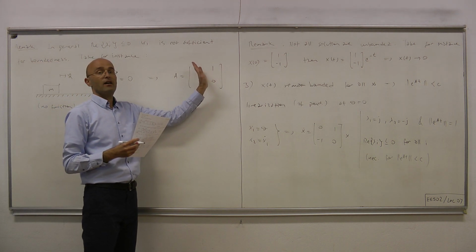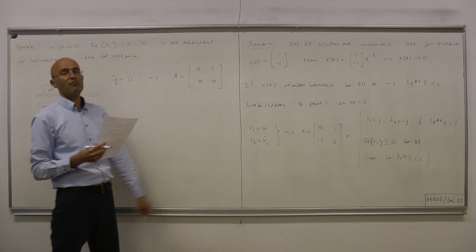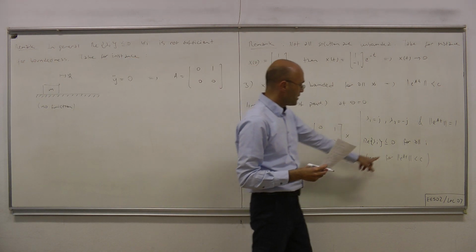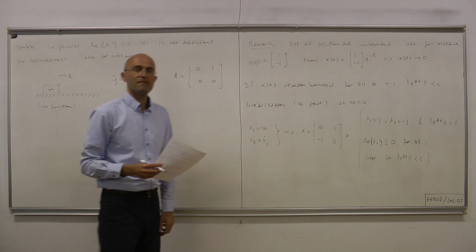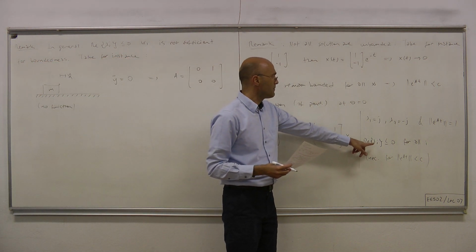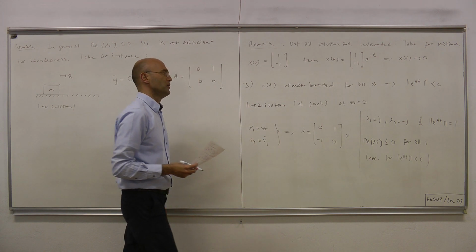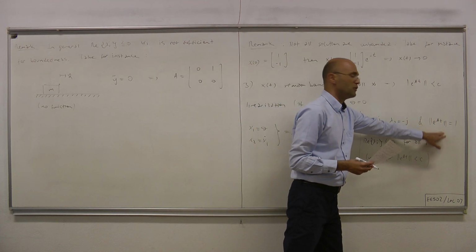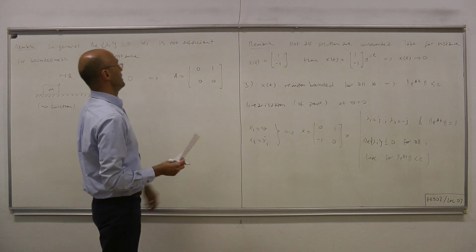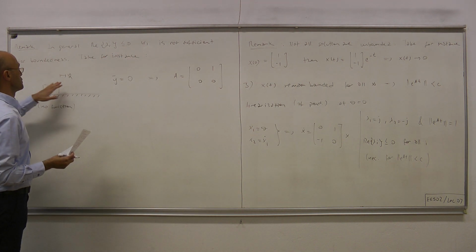Since it's in triangle form, we directly see that both eigenvalues are at 0. In other words, all eigenvalues satisfy this condition here. However, even though that condition is satisfied, we don't have boundedness of e to the At, the state transition matrix, because we don't have boundedness of the solution, the very solution.